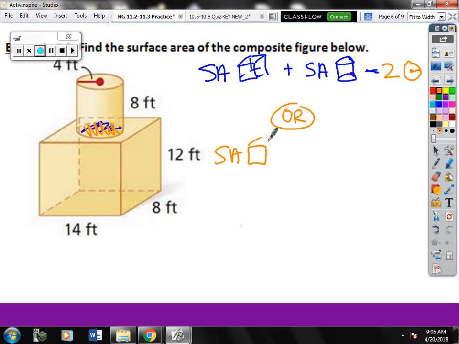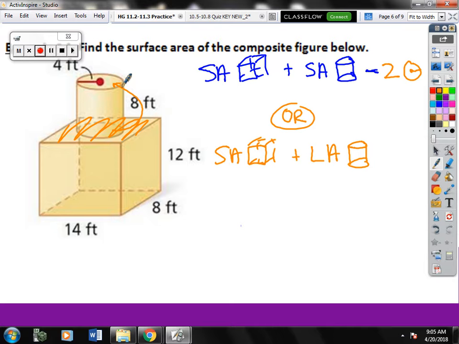If you find the surface area of this, let me erase my little markings over here. That would include all the surfaces. So that would include this bottom part, which you don't want, right? You don't want this circle. But if you find the lateral area of the cylinder, which would only be the sides, you could let this portion that we already found count for the top portion. So almost like copying and pasting that area up to the top. Either of these would work.